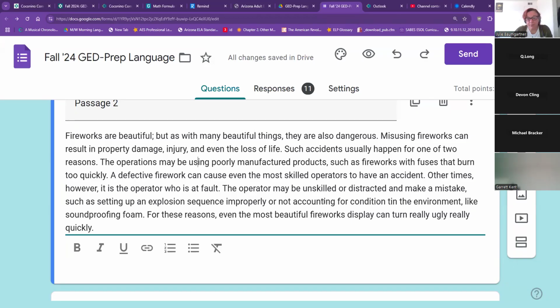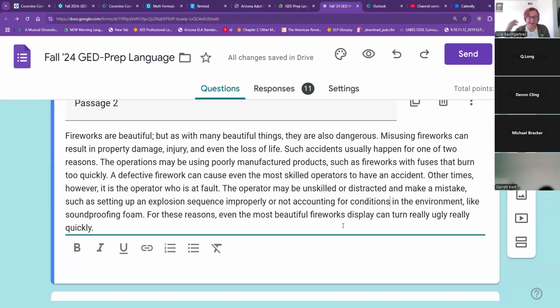The operator may be unskilled or distracted and make a mistake, such as setting up an explosion sequence improperly or not accounting for conditions in the environment, like soundproofing foam. Okay. Not quite sure what that's about, but maybe it catches on fire or something. I don't know. For these reasons, even the most beautiful firework displays can turn really ugly really quickly.